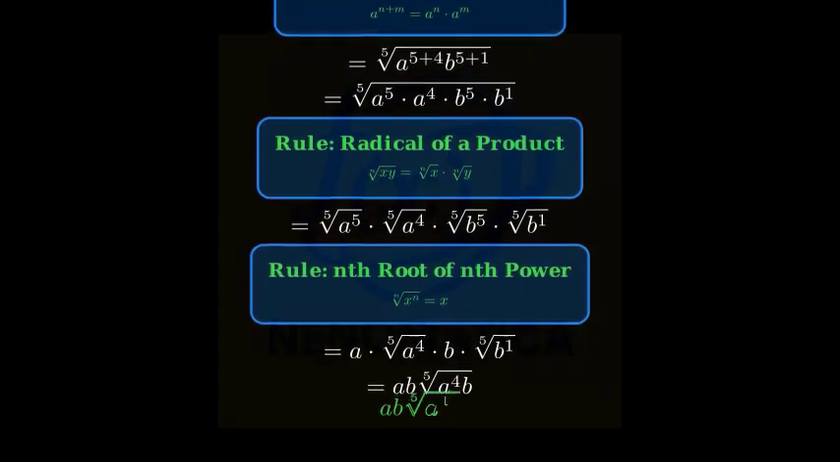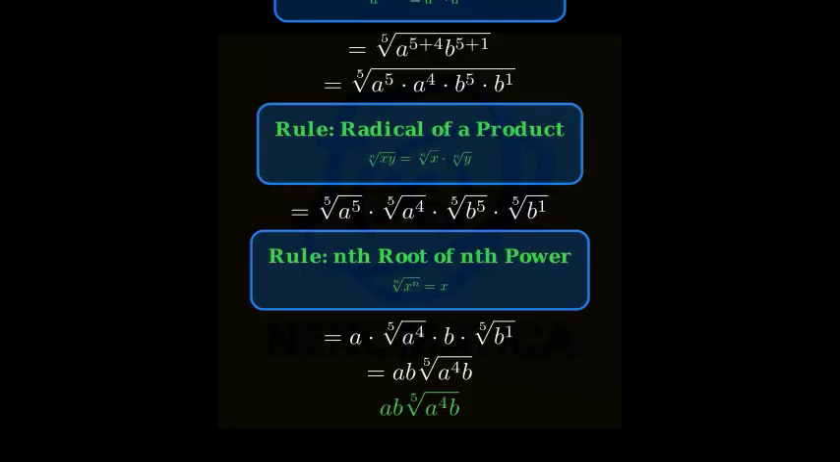Finally, we rearrange the terms to get our simplified expression. We can write this as a times b times the fifth root of a to the fourth power times b to the first power, or more simply, a times b times the fifth root of a to the fourth power times b.